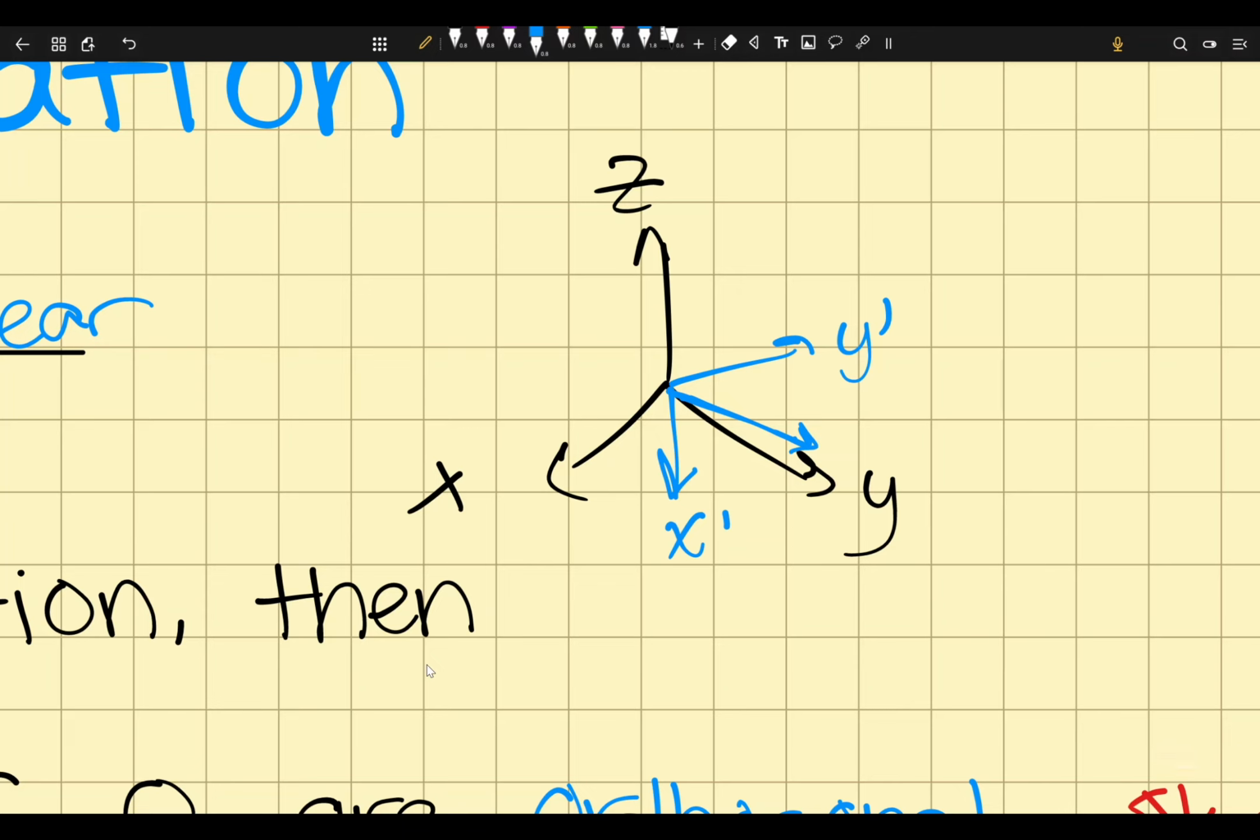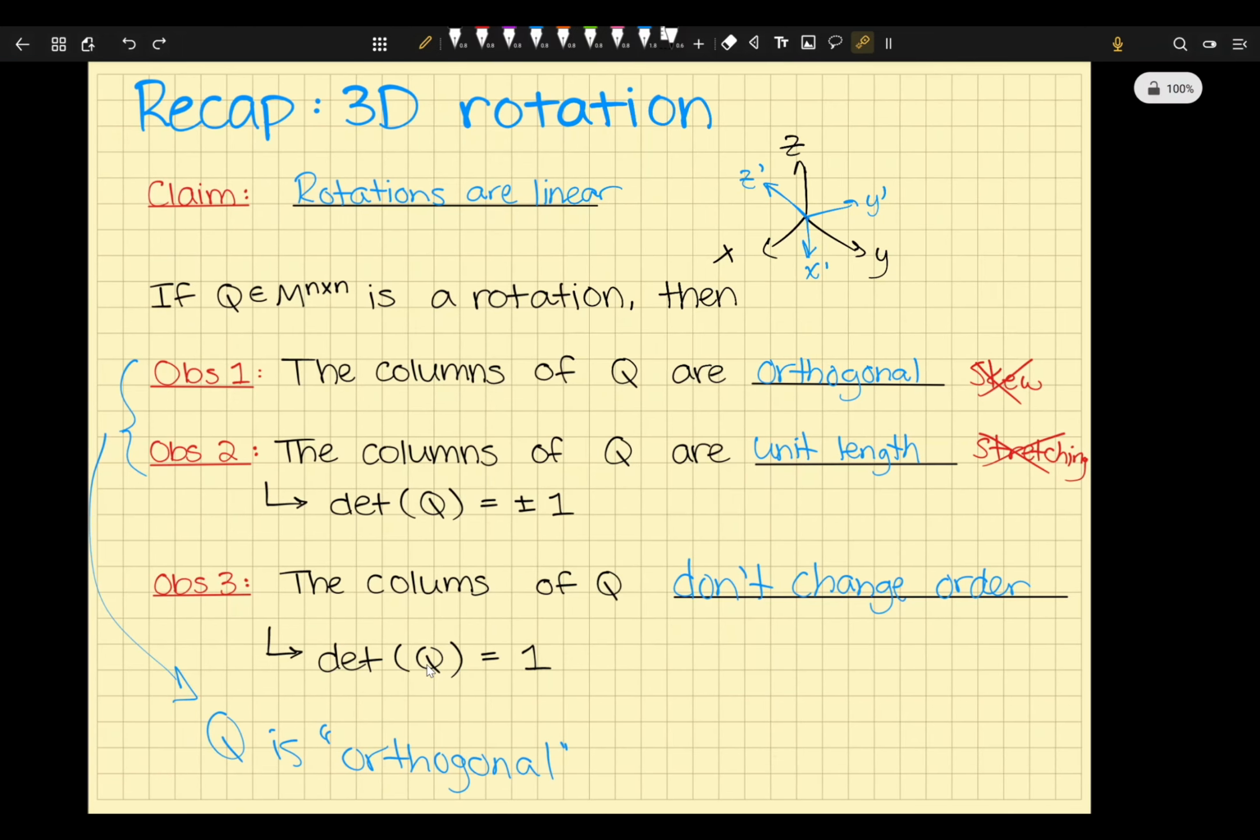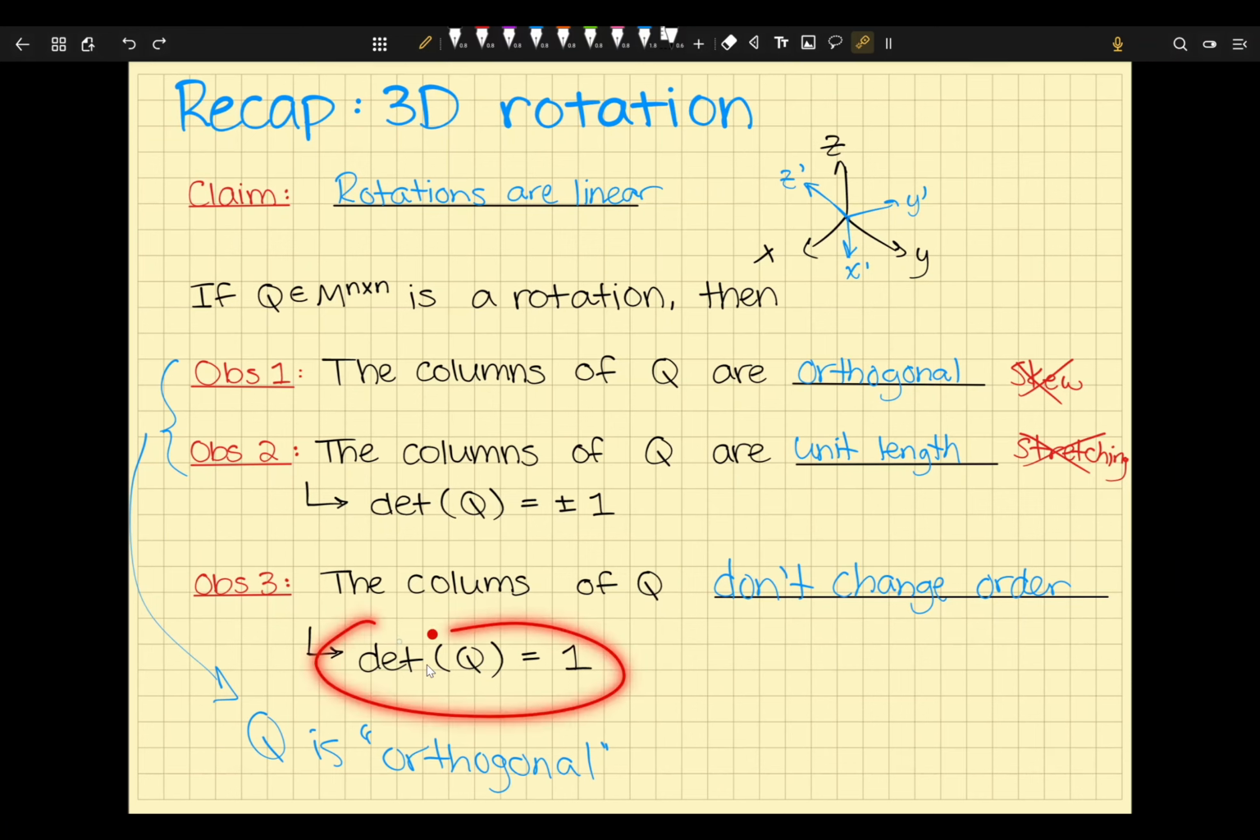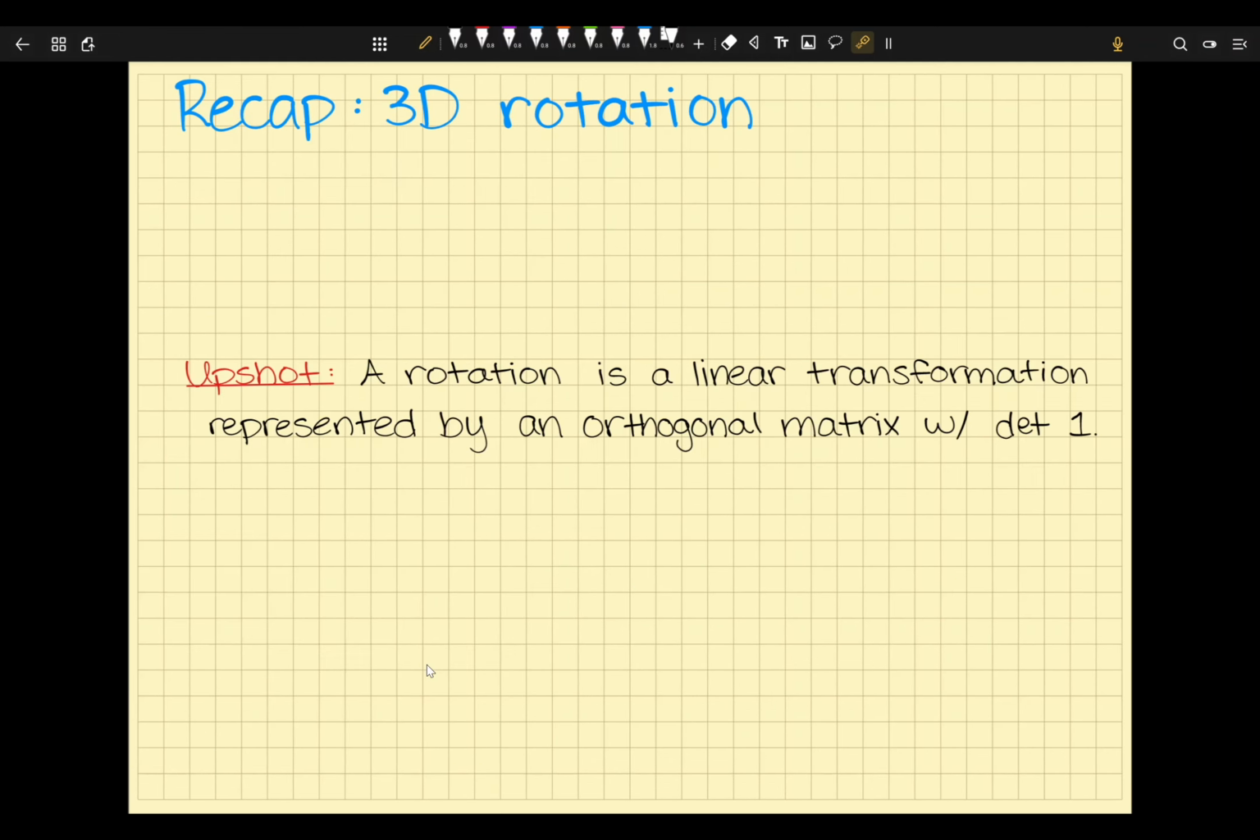That of course would not be a rotation. So we want to enforce that the columns don't swap order. I don't know if that makes too much sense, but the upshot of this is that it forces the determinant to be 1. And so in sum, a rotation is a linear transformation represented by an orthogonal matrix with determinant 1. If you have a rotation, you can represent it this way. And conversely, if you have some orthogonal matrix with determinant 1, then it describes a rotation.